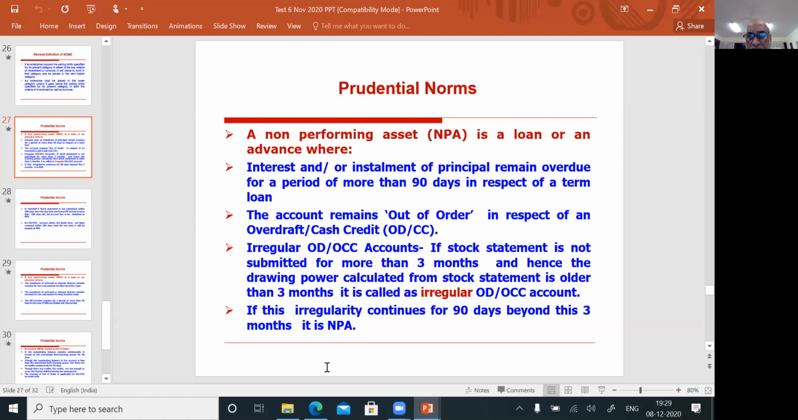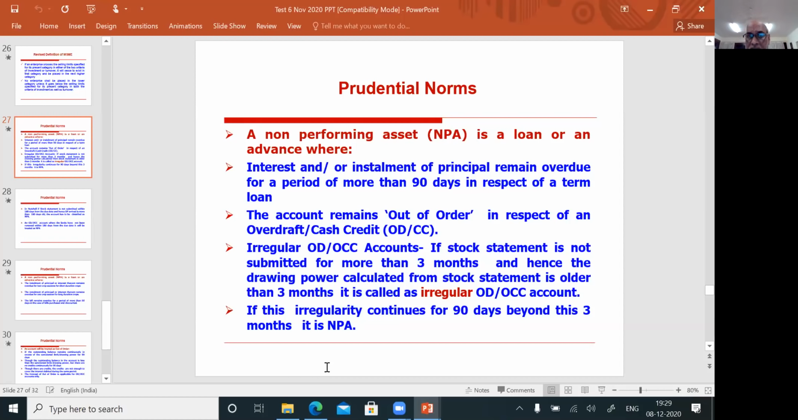Now you see the slide is before you. A non-performing asset is a loan or advance. You have a term loan, an agricultural loan, bills discounted, and ODOCC also. There are different types of loans you are having. When will these accounts be called NPA? Very, very important, note it down, keep it in your mind.